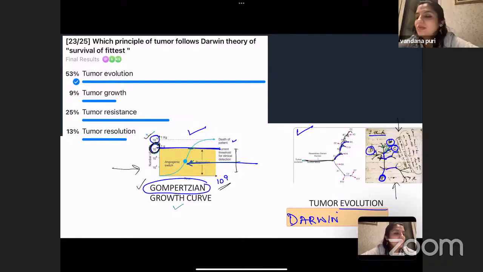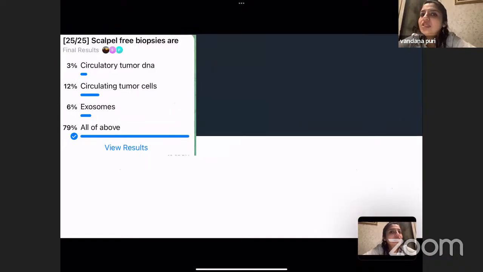So that is what everybody should be very clear about. Darwin's theory was about tumor evolution. Tumor growth is Gompertzian. Very few people got it correct, so definitely this was another question that needs discussion. So here we come to the concept of liquid biopsy.